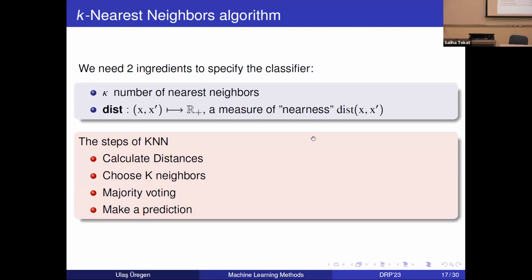In the KNN algorithm, we need just two ingredients to specify the classifier. One is K, the number of neighbors, and the other is the distance function, the measure of nearness. It calculates the distances, chooses the K nearest neighbors, looks at the majority class, and then makes a decision. We will see an animation now.